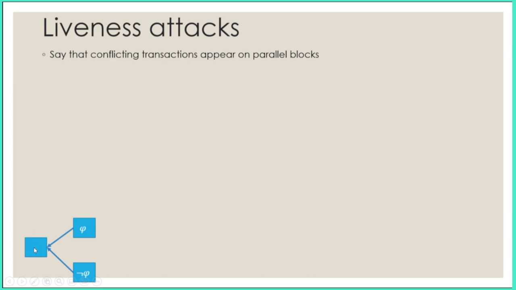You have this block, and then you have two blocks pointing to it, and they have conflicting transactions. Here, I call them fee and neg fee, to say that fee is some transaction and neg fee is some conflicting transaction. Say in this transaction I pay my money to Nate, and in this transaction I pay the same UTXO to Michael. So which one of these is true? We just wait for a block, and we have this block here. The selected parent would be this block and not this block. So this block wins, right?